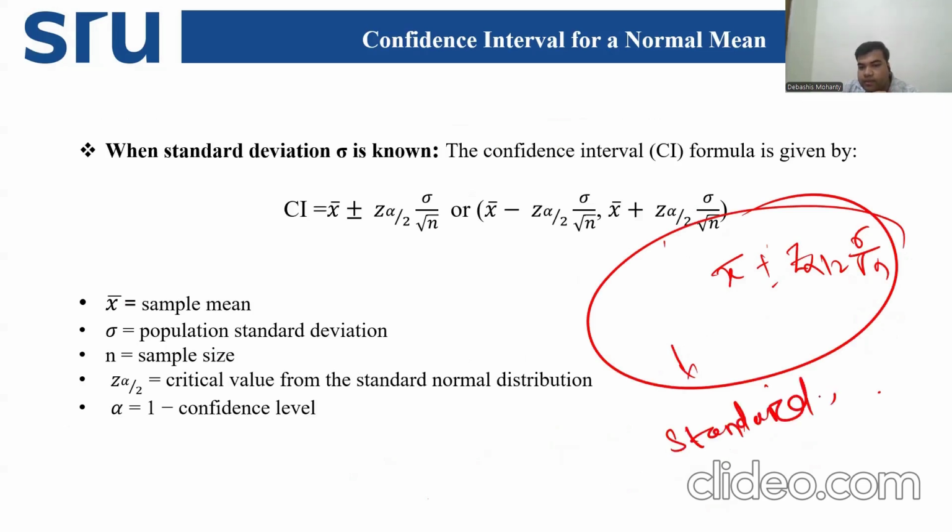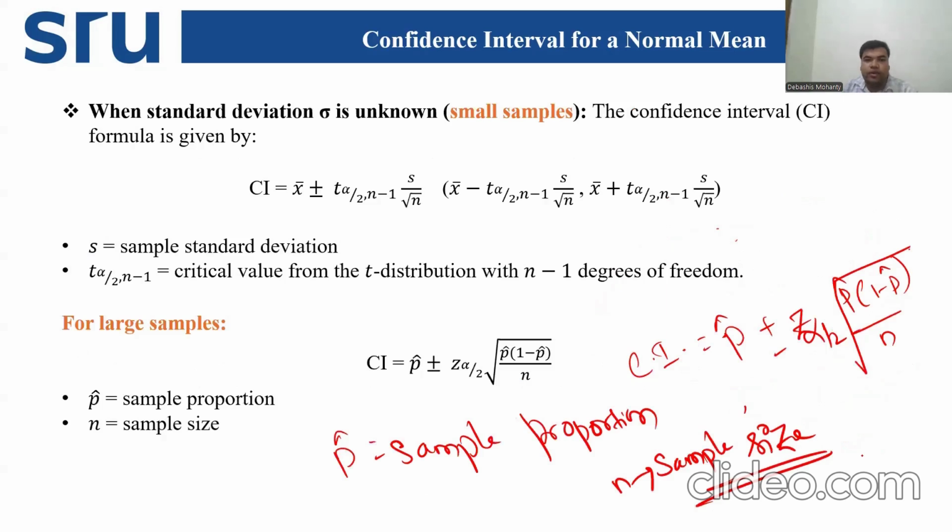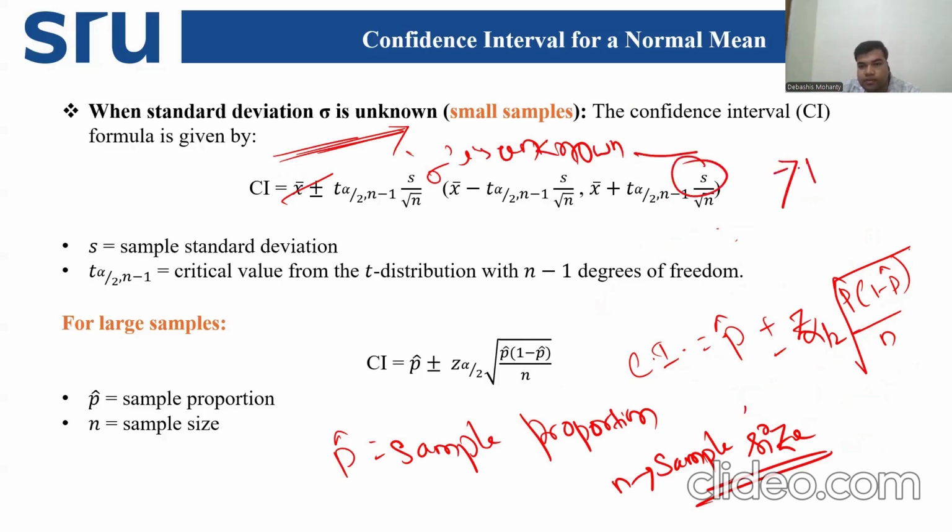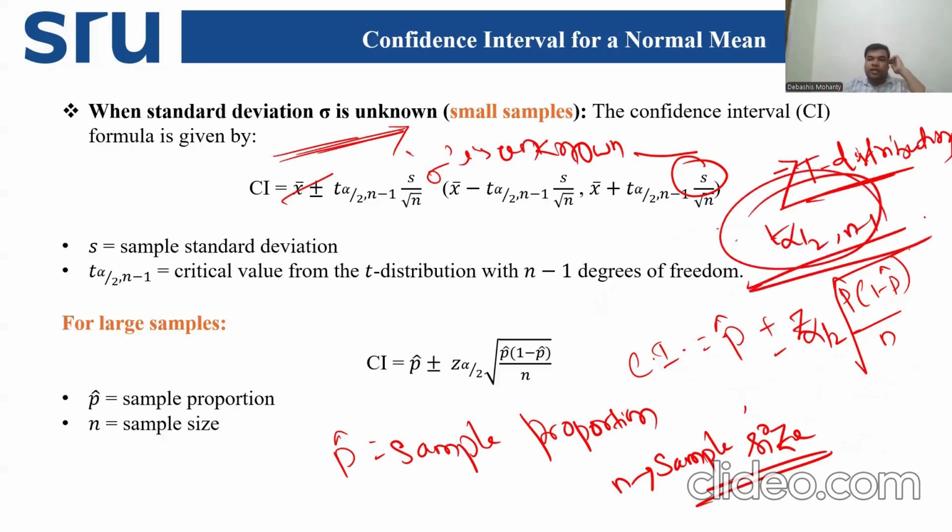This is the first type. Standard deviation is known. In the second type, the standard deviation sigma is unknown. Sigma is unknown, that's why we have written S here, and we have to apply the T distribution, that is T alpha by 2, comma degree of freedom. We have to see the T distribution table and accordingly fix the value, right? So this is the second type actually.